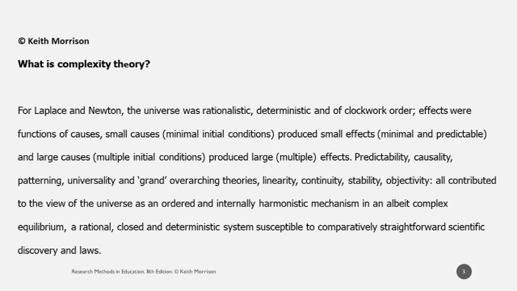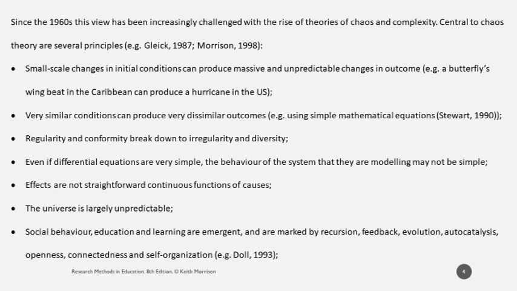Predictability, causality, patterning, universality and grand overarching theories, linearity, continuity, stability, objectivity, all contributed to the view of the universe as an ordered and internally harmonistic mechanism in an albeit complex equilibrium, a rational, closed and deterministic system susceptible to comparatively straightforward scientific discovery and laws. Since the 1960s, this view has been increasingly challenged with the rise of theories of chaos and complexity.